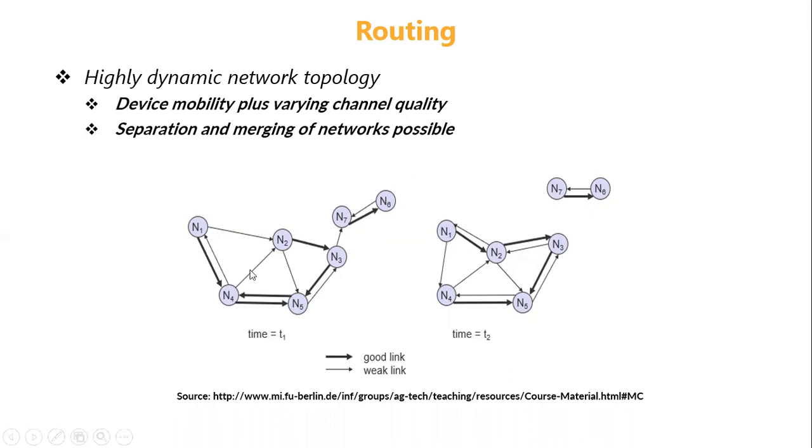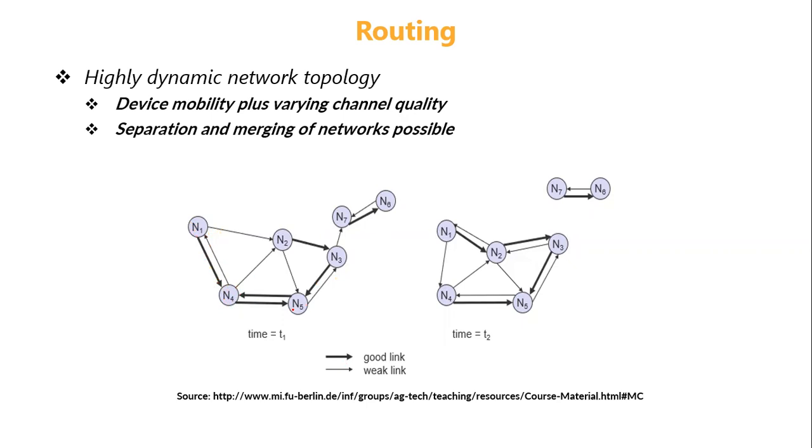If you see this particular diagram, it shows the network topology of a typical ad hoc network at different time instances, at time t1 and at time t2. You can see at time t1, all these nodes were connected. There are totally 7 nodes, and all the 7 nodes were connected. Some of the links are good links and some are weak links. If you take the nodes n1 and n4, the link from n1 to n4 is a good link. It is strong enough. Whereas the link from n4 to n1 is a weak link.